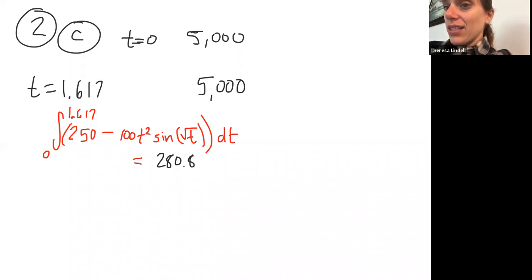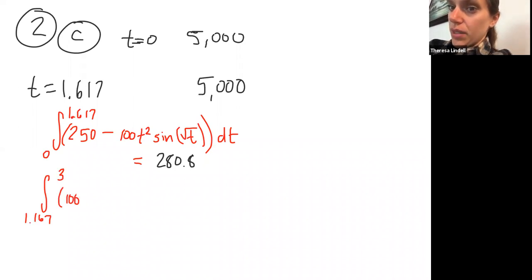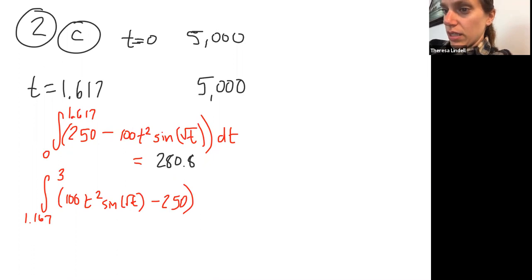Now let's take, theoretically, this should be how much it lost. Let's see if the computations make sense with what we got here. Now let's go from 1.167 to 3, right? Because that's where, and then we're going to do this one minus the 250, right? Because that's on top. Actually, I think since we kept the top curve on top, it isn't going to be negative. So that actually makes sense. My bad.